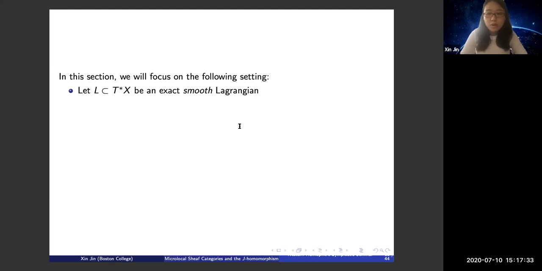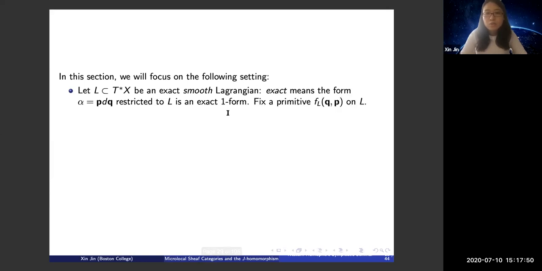So we'll focus on the following setting. L will be an exact smooth Lagrangian. Smooth is important. And exact means that you restrict your canonical primitive to L and it is an exact one-form. And then we will fix a primitive.